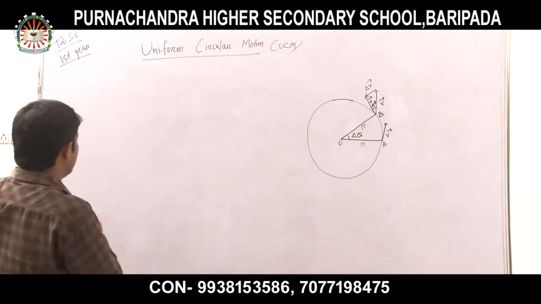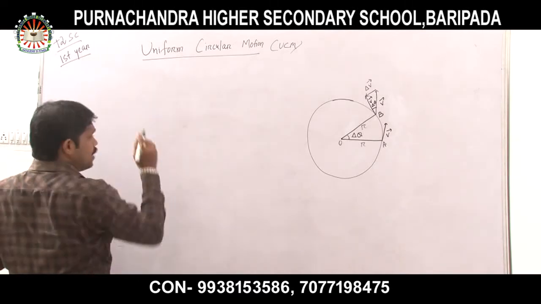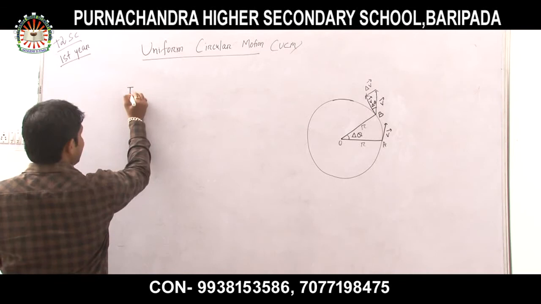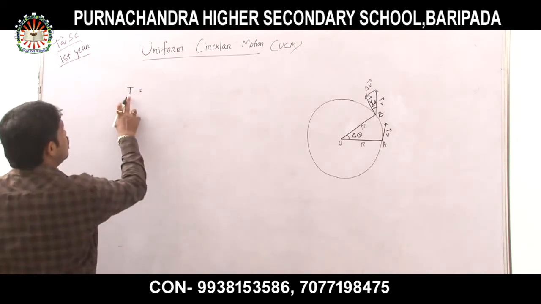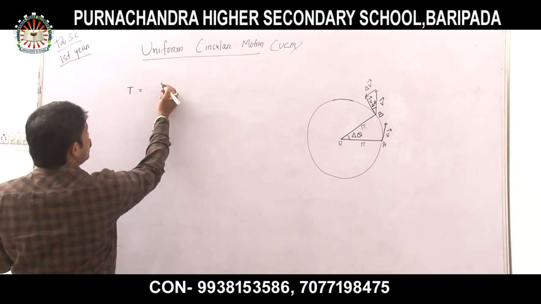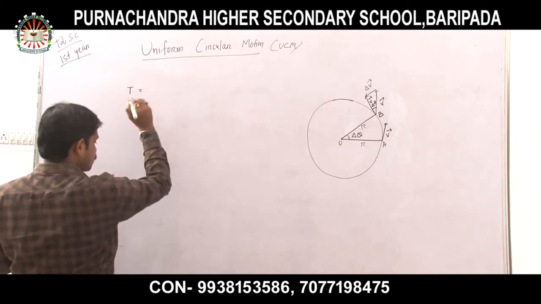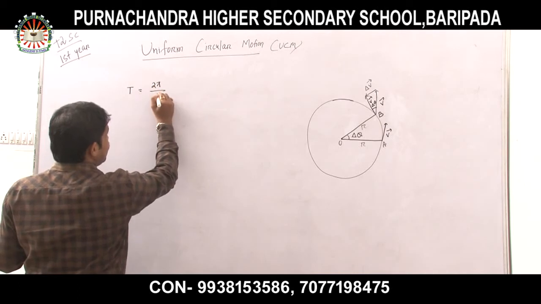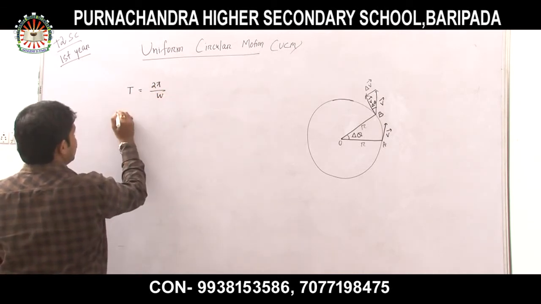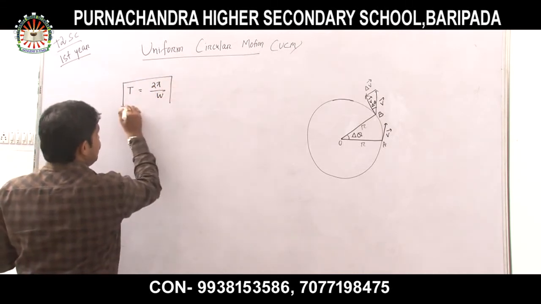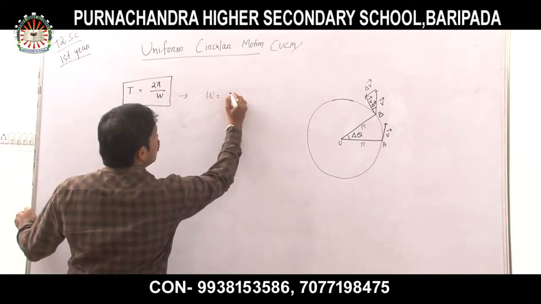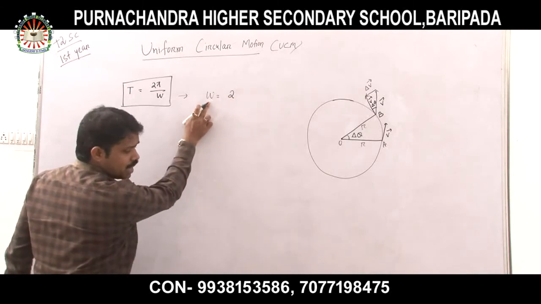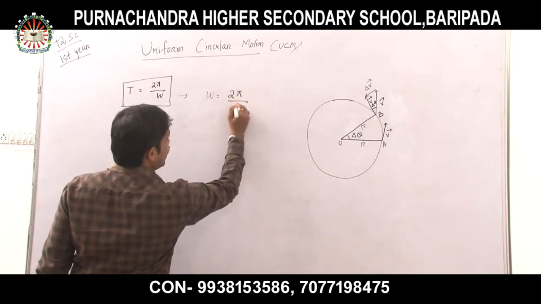Let us find out, very simple. We know that the time period of revolution, that means the time required to complete one revolution, is the time period T. So T is equal to 2 pi divided by omega. Where does it come from? We know the angular velocity omega is equal to 2 pi divided by T.